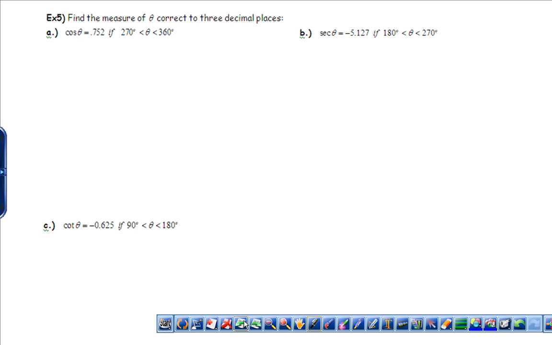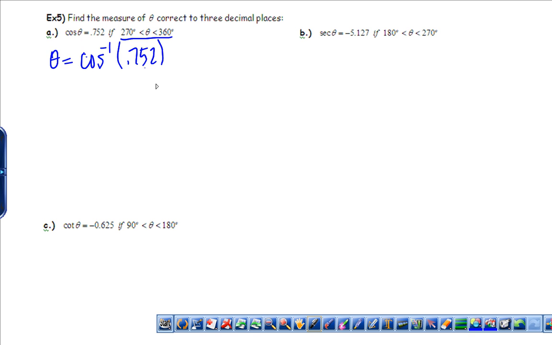Okay, this next section is a combination of what we've been doing, and I added a little bit more here. First of all, it says cosine of theta is 0.752. The first thing I need to do is figure out what theta is. So I need to solve for theta, and when I do that, my cosine moves to the other side, causing it to be an arc cosine. That tells me that theta is arc cosine of 0.752.